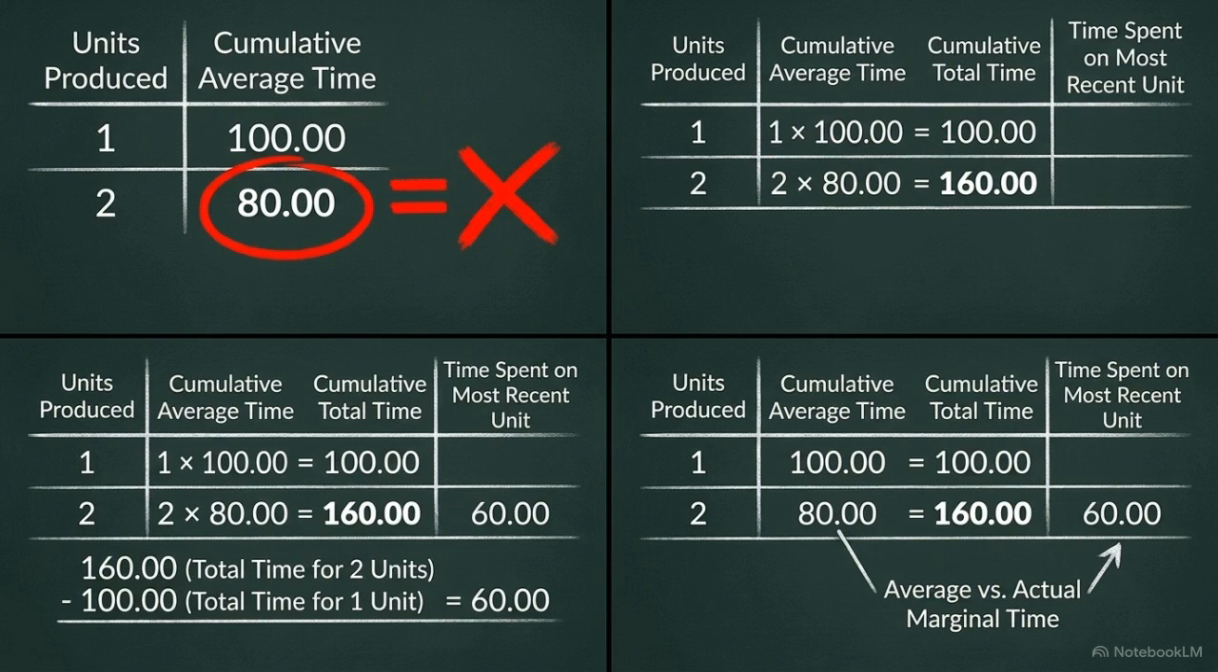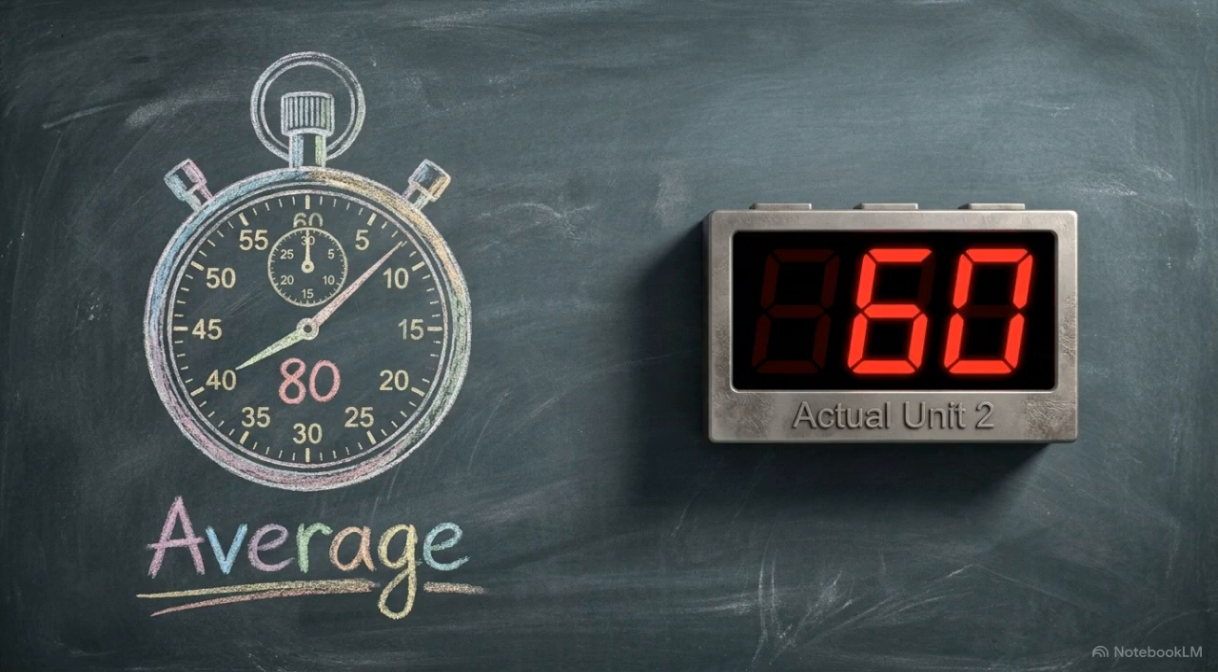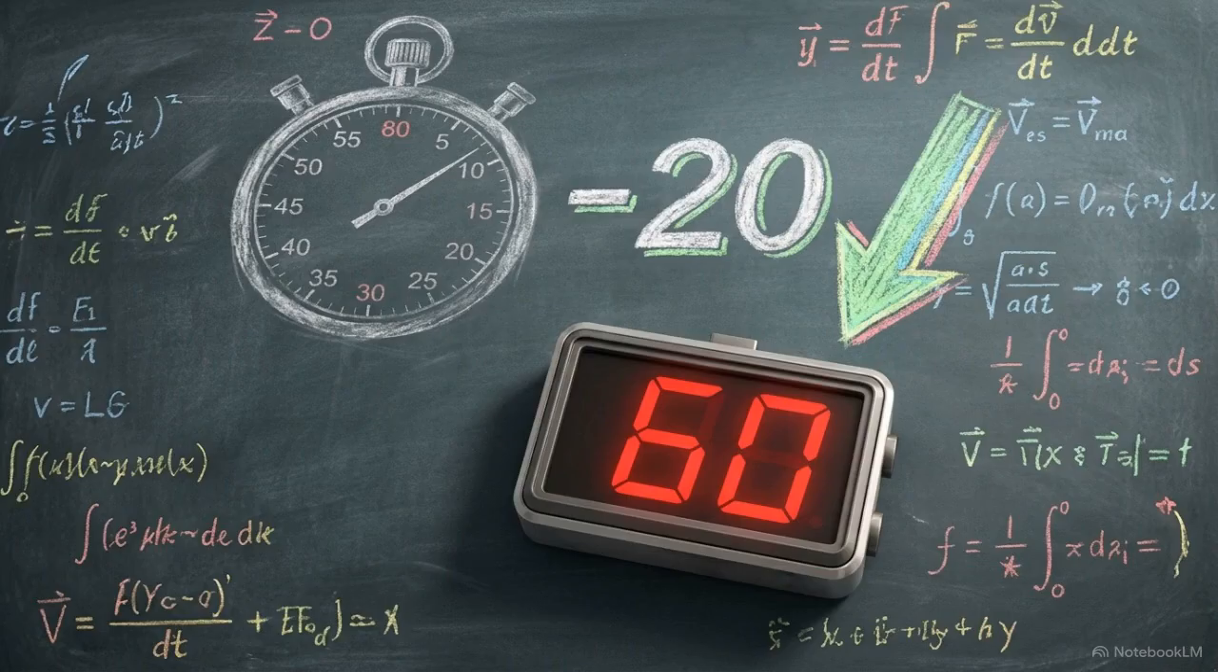To expose why that assumption is fatal to a bid, we have to look past the averages and calculate the cumulative total time. For Unit 1, 1 unit at a 100-minute average equals a total time of 100 minutes. For the second benchmark, 2 units at an 80-minute average means the factory has spent a total of 160 minutes operating. To isolate the exact time it took to build unit number 2, you take the total time for both units and subtract the time already spent on Unit 1. 160 minutes minus 100 minutes equals exactly 60 minutes.